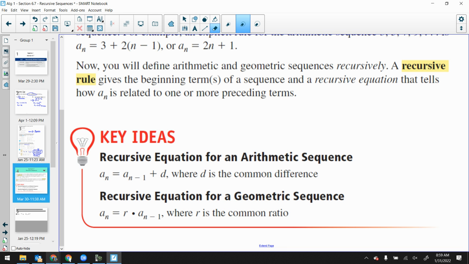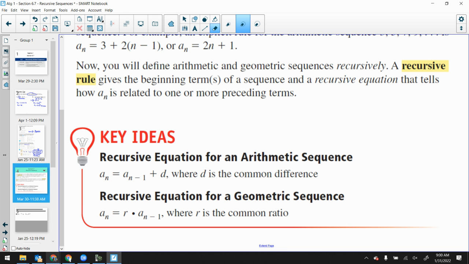Well, duh. That's what an arithmetic sequence is, right? You can take the term right before it and add on your difference, or subtract away your difference, whatever it may be. Okay, that's how you build an arithmetic sequence. But that's just writing it recursively.